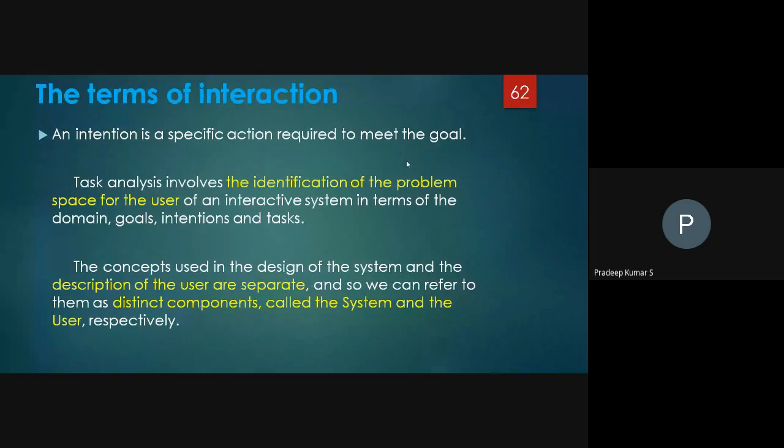Here also the terms of interaction. Task: here the intention is specified to meet the goal. What is the task? The task analysis involves the identification of the problem space for the user of the interactive system.